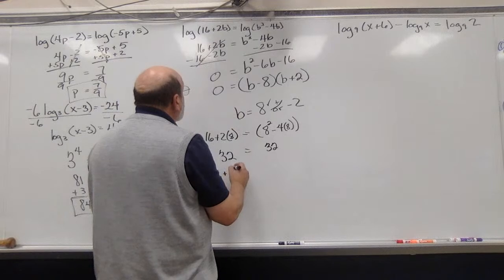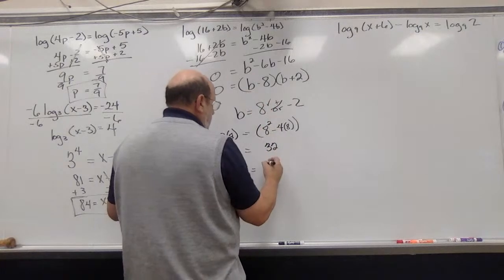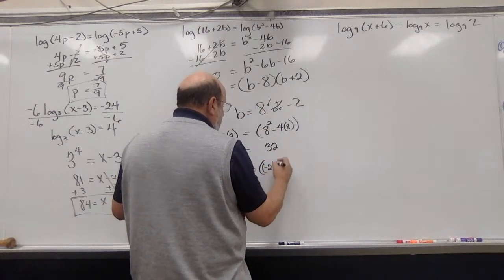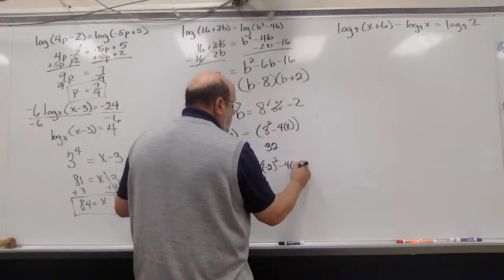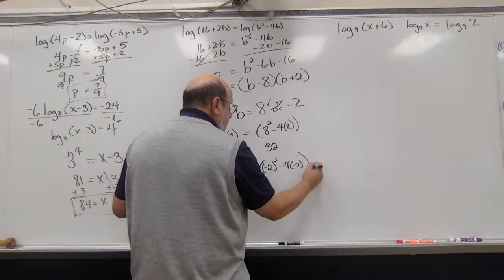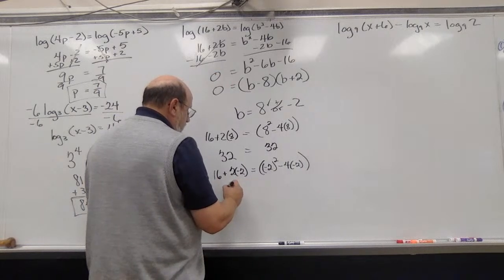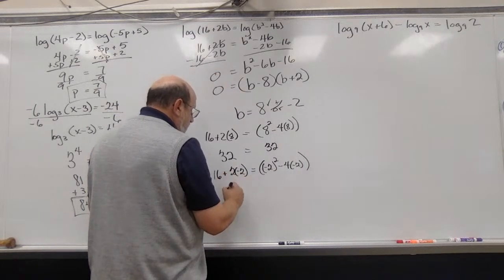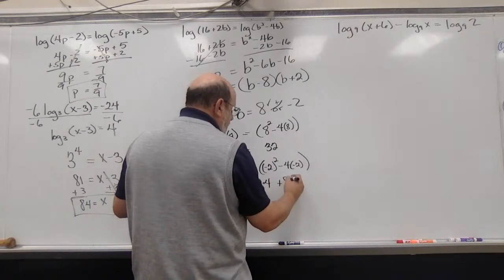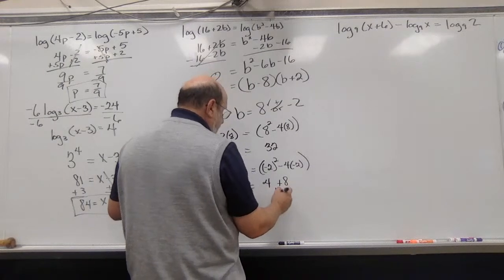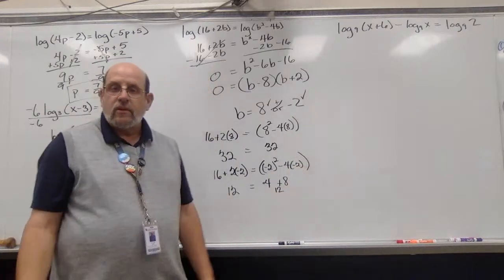16 plus 2 times negative 2 is going to be equal to negative 2 squared minus 4 times negative 2. Okay? And 16 minus 4 is 12, is equal to 4 plus 8, which is 12, right? So 12 is equal to 12. Both are valid solutions. Great.